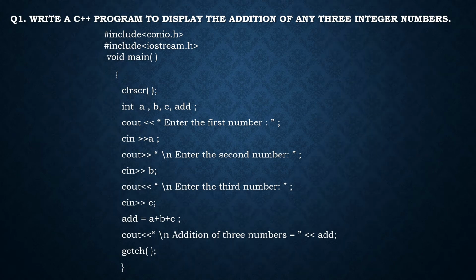Here is another example of a C++ program. The program is to display the addition of any three integer numbers. Students, we already did one program to display the addition of two numbers where we fixed the values. But in this question, it is any three integer numbers, so the values are not fixed. We have to take the values during the runtime of the program. Okay, so this is the difference.